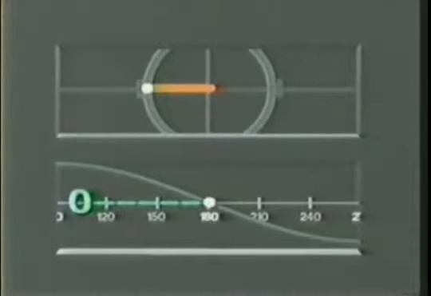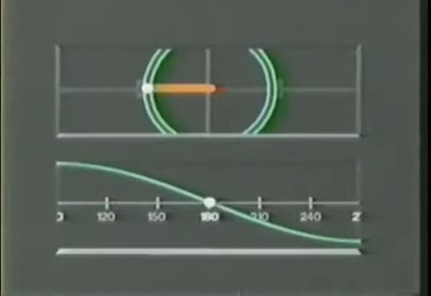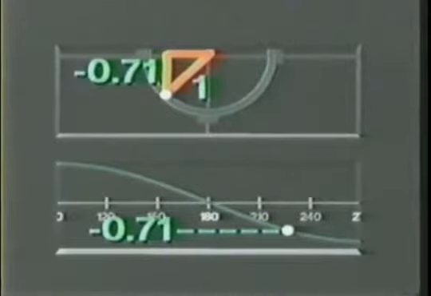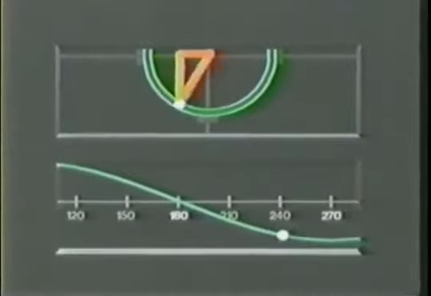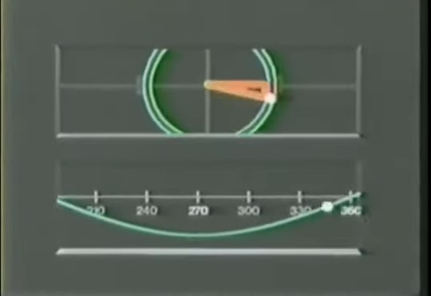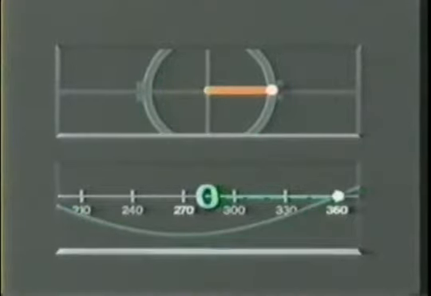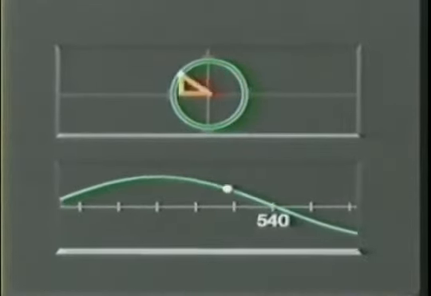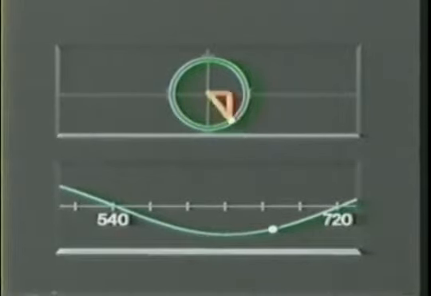Now, the opposite side becomes negative as it passes into the third quadrant. At 225, the ratio is minus 0.71. At 270, we reach minus 1, and at 360, 0. If we keep rotating the terminal arm, creating angles greater than 360, we would produce an extension to the sine wave that is actually a repeat of the first cycle.